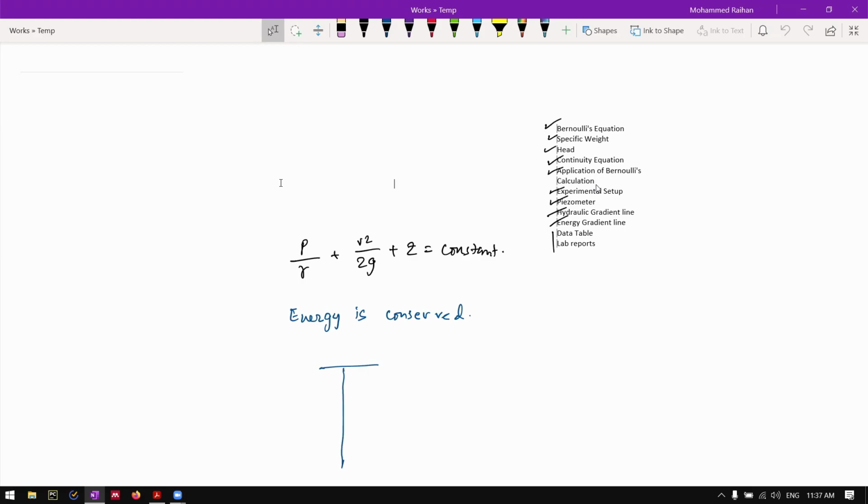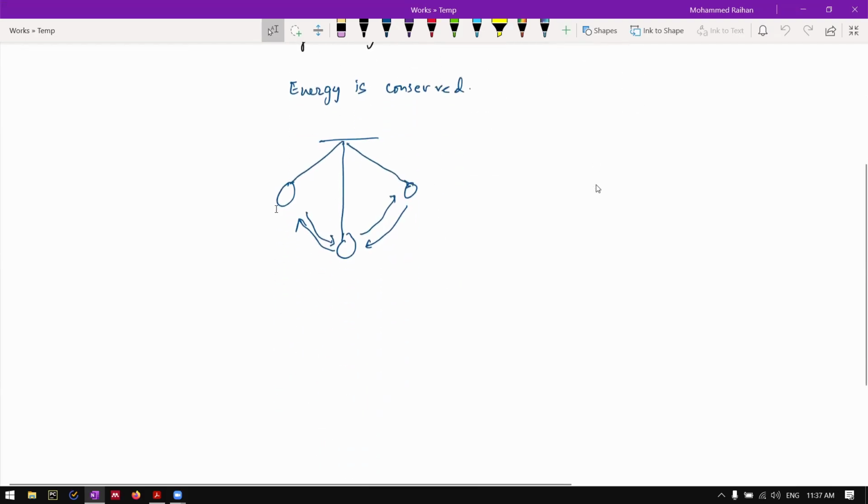So let me give you one example where you might see the law of conservation of energy. Let's say you have this pendulum, and it's going from here to here, and then from here to here, and then back here. So how many different types of energy does it have? Two types. What are those? Potential energy, kinetic energy.